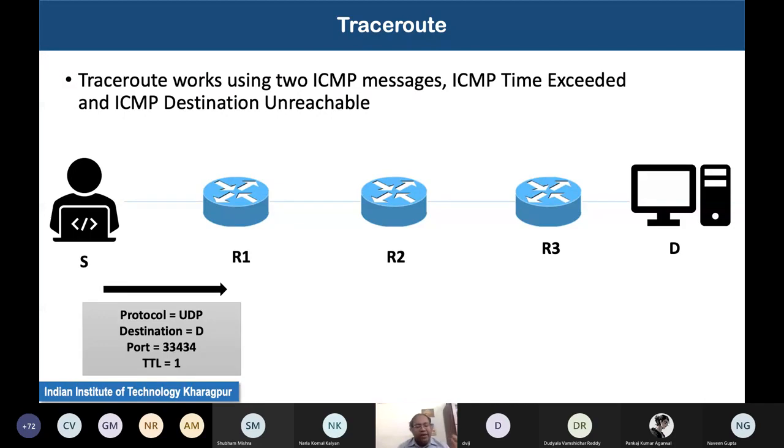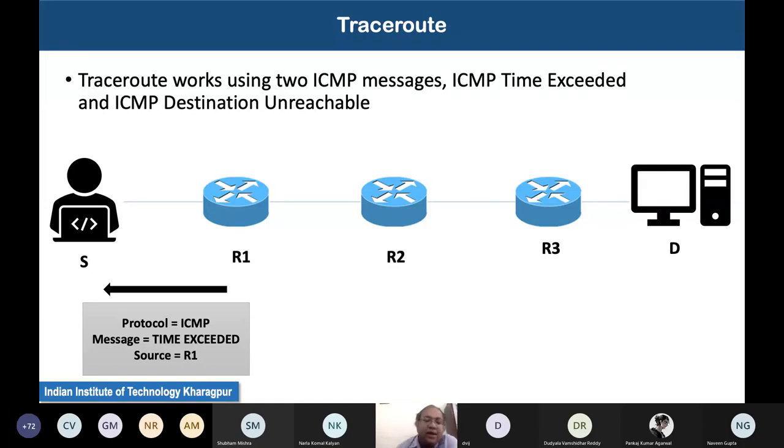So with TTL 1, the packet will reach R1. At R1, it will drop the packet, and when it drops the packet, it will send an ICMP packet with the message time exceeded. The time exceeded means the TTL has reached 0. When it sends that ICMP time exceeded message, it mentions its source IP, and that IP is actually your first hop IP. So the same way it keeps on working.